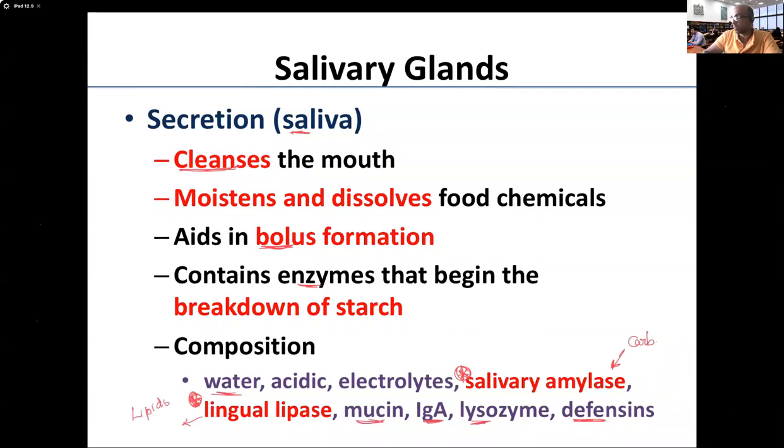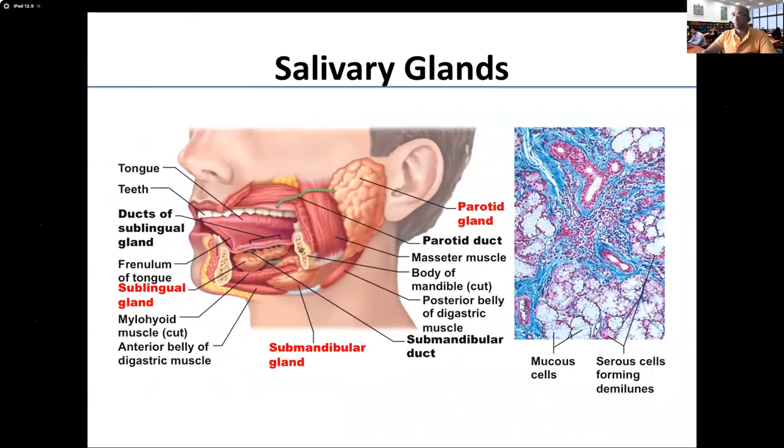Three different sets of salivary glands, as we see on here. The first one is located at the angle of the mandible. This is the parotid gland. And you see its duct on here. So this is the parotid gland, and this is the duct of the parotid gland.